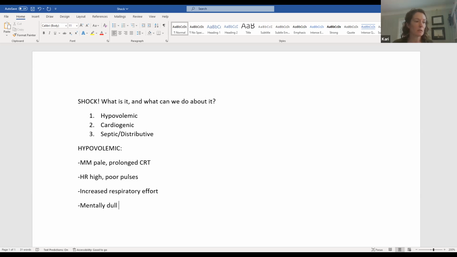Also, hypovolemia is something that we want to correct really quickly. Dehydration is something that we're going to correct more slowly, usually over hours to a day or two, depending on how dehydrated they are.